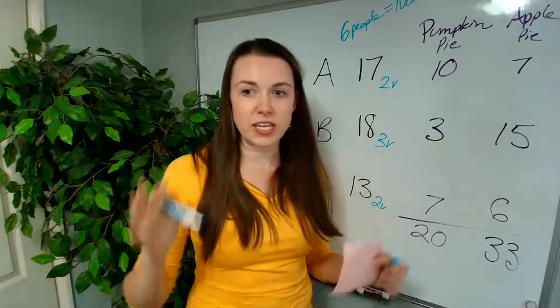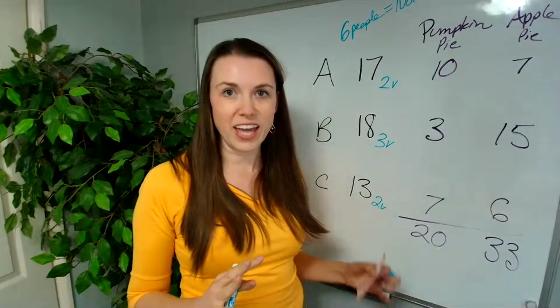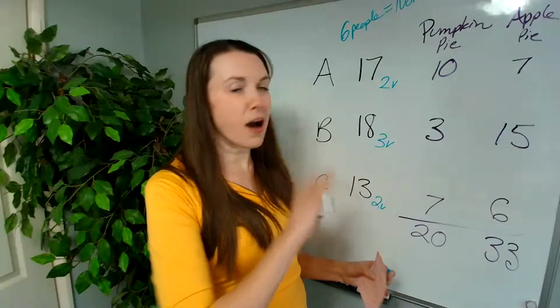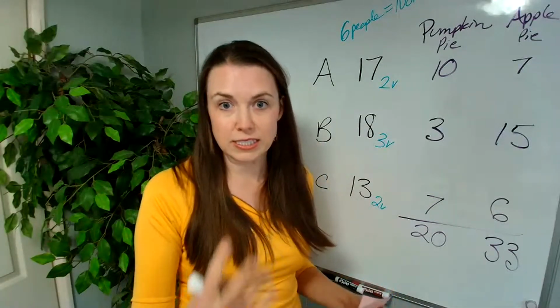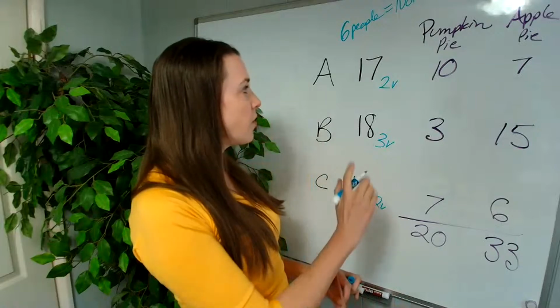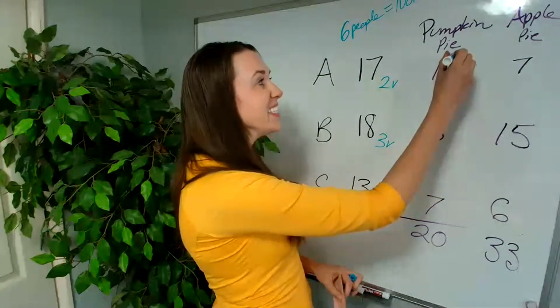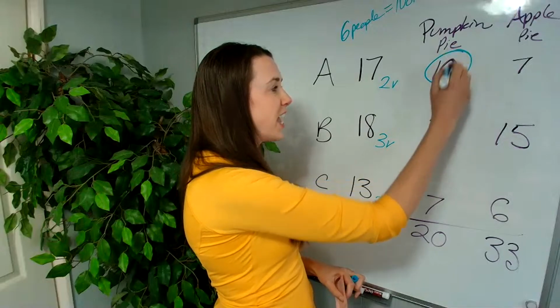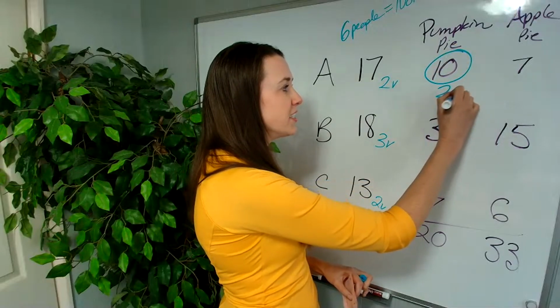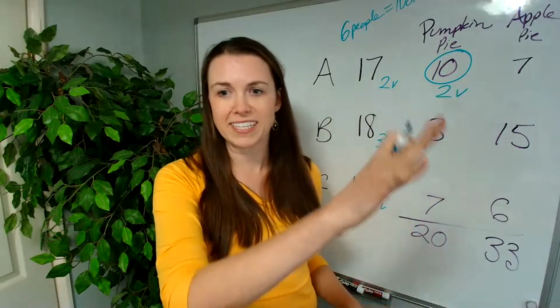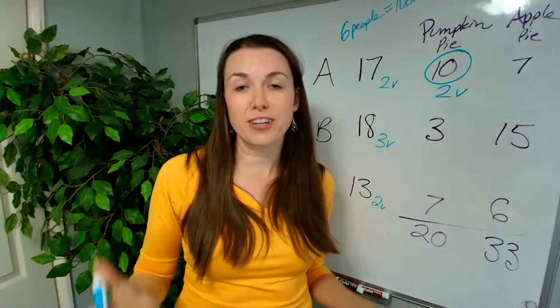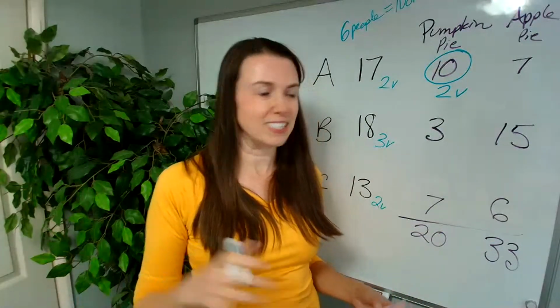So what we're going to do with each one is we're going to take a look at what is the popular vote from each state or from each letter. Okay, so here, which one is the popular one? The 10, right? So because the 10, that means pumpkin pie gets their 2 votes because it's winner takes it all, just like we have here in the United States when we elect our president.